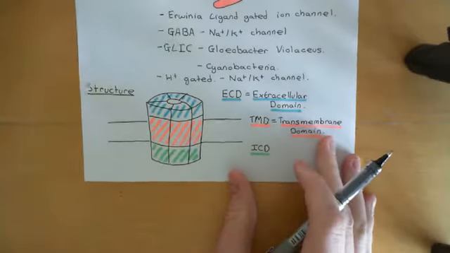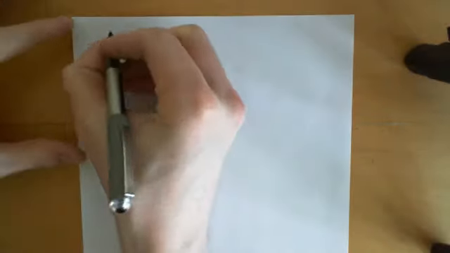Right then, let's start off with the transmembrane domain. I'm going to draw that basic picture that we had before of what a single subunit of a Cys-Loop ligand-gated ion channel looks like again, so that I can colour code those 4 membrane-spanning alpha helices.